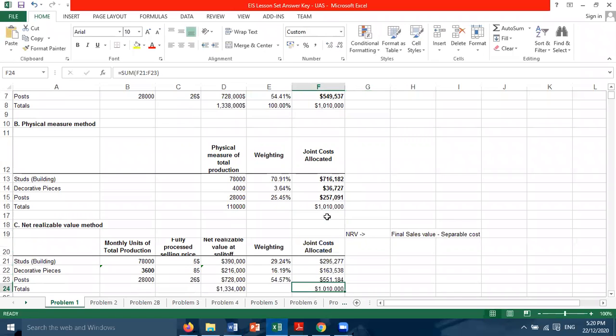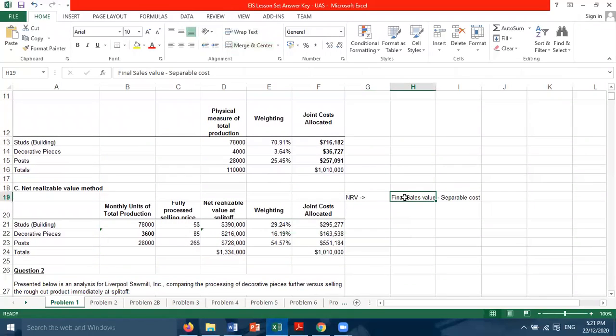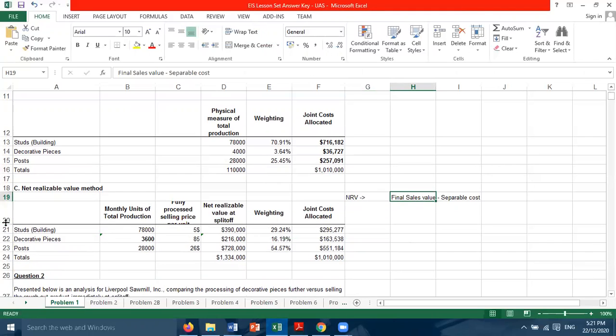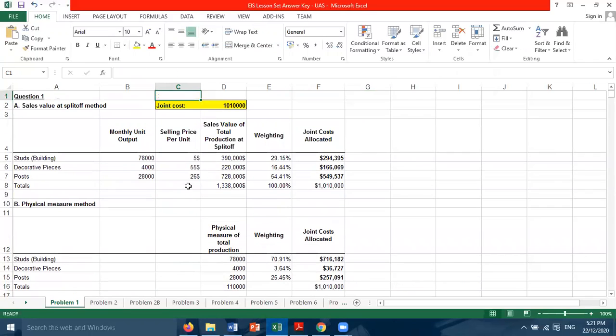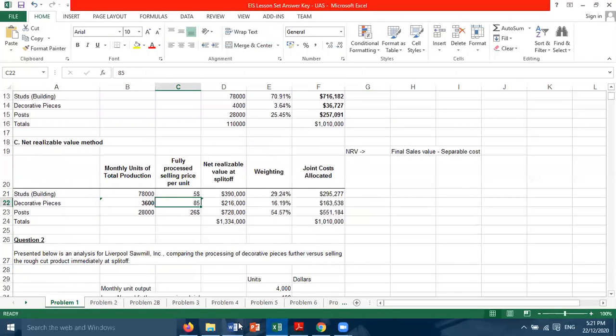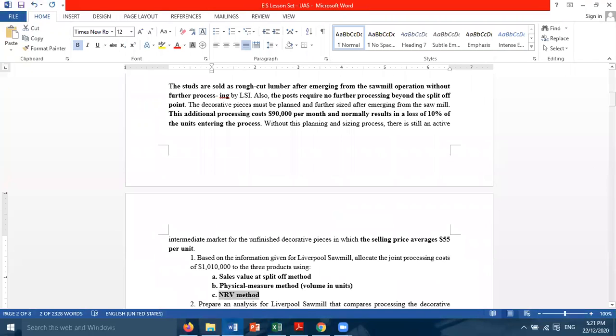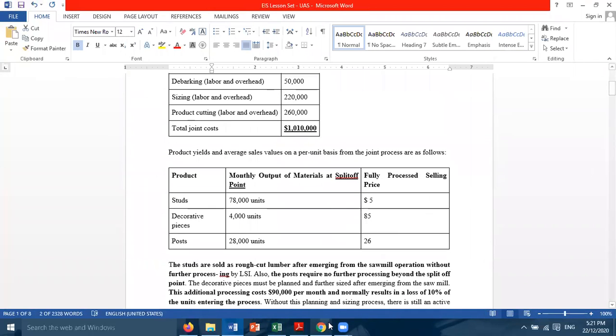Right. So when it says final sales value, this means that we need to use the selling price after it is fully processed. Now, since studs and posts is already fully processed and split off, once again, we just need to use this selling price. However, decorative piece is further processed after split off, and it will have a selling price of 85, as shown in the question. Here we go.